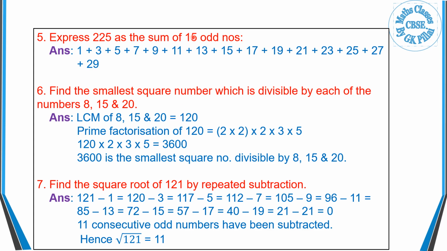These are all related sums only. For 121, start subtracting the odd numbers starting with 1: 1, 3, 5, etc. 121 minus 1 is 120, 120 minus 3 is 117, and continue with that till you reach 0. So by repeated subtraction we have shown that the square root of 121 is 11, because 11 times you have subtracted odd numbers.